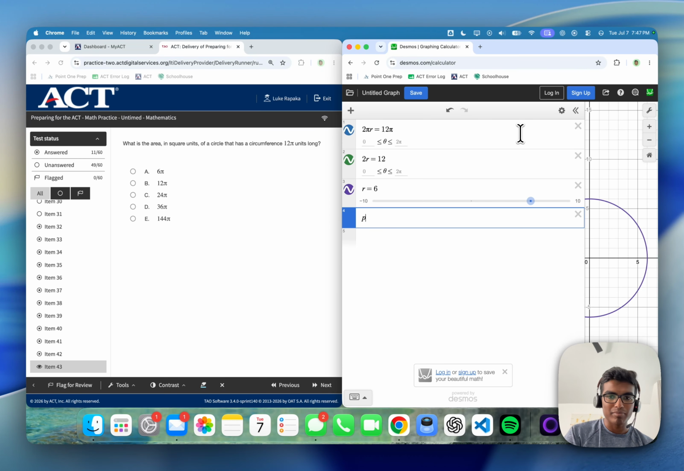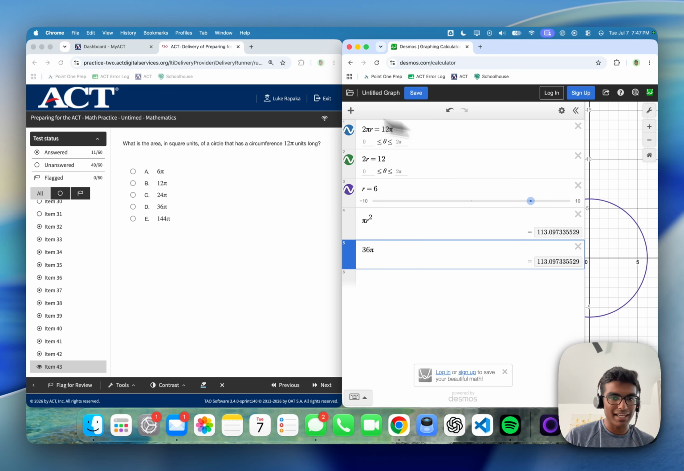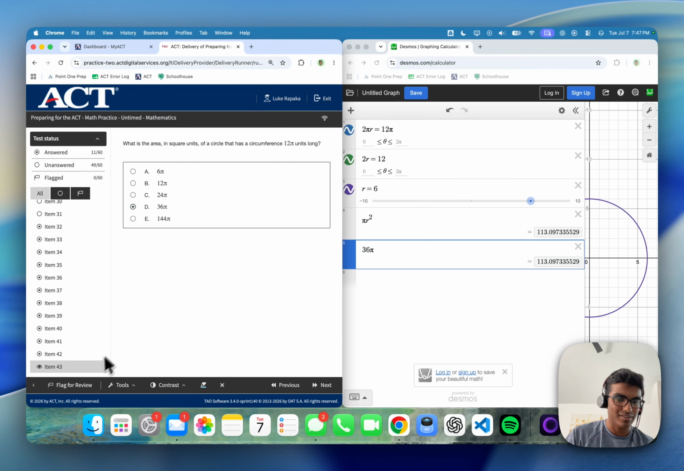Then I do pi r squared to get me the area of the whole circle. So then that would be 36 pi, and then yeah, that would be the answer.